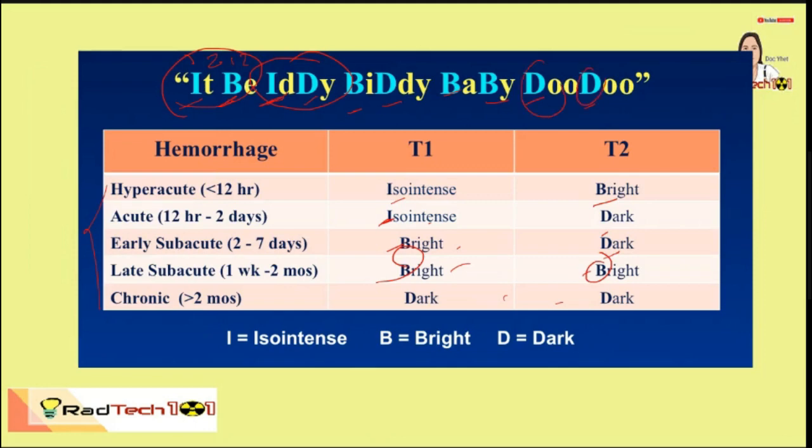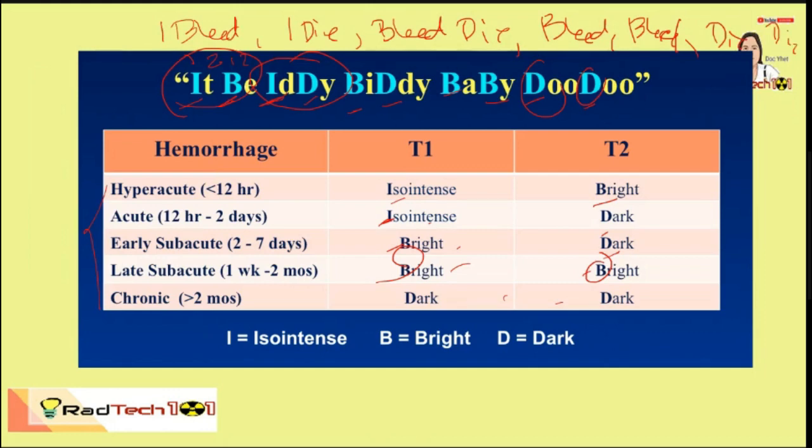Okay? So meron pang actually isa. So, I bleed, I die, bleed, die, bleed, bleed, die, die. Okay? Depende kung anong mas easy para sa inyo na i-memorize. So, it be, ed, bd, baby, dudu, or I bleed, I die, bleed, die, bleed, bleed, die, die. Okay?